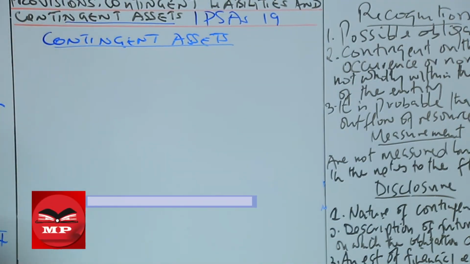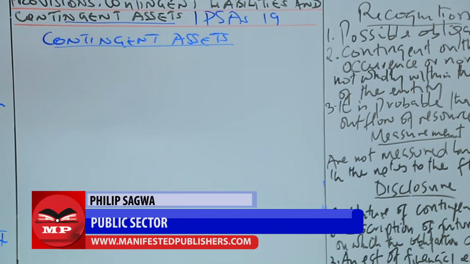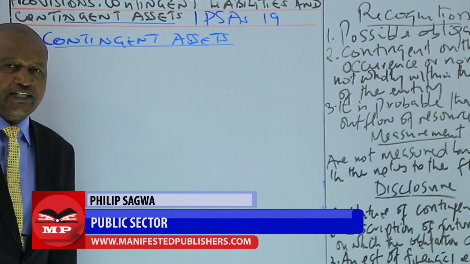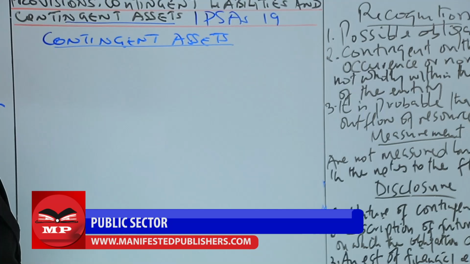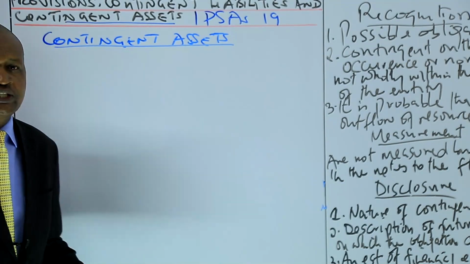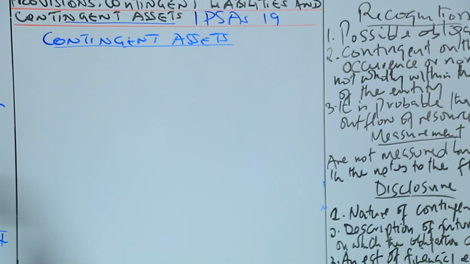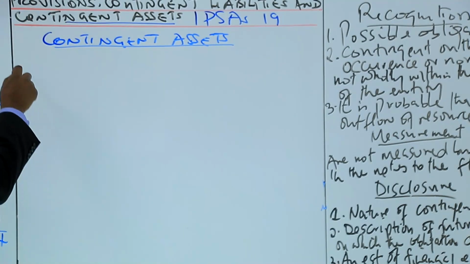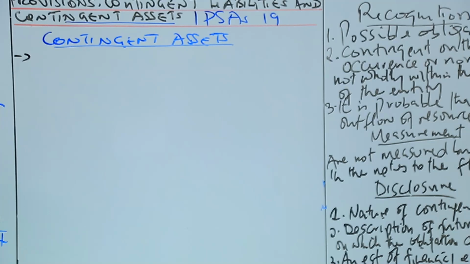What are contingent assets? What are examples of contingent assets? What are the key requirements of IFRS number 19 in relation to contingent assets? That's what we are going to discuss next. Contingent asset. What is a contingent asset?